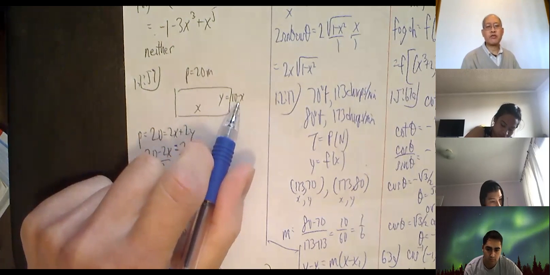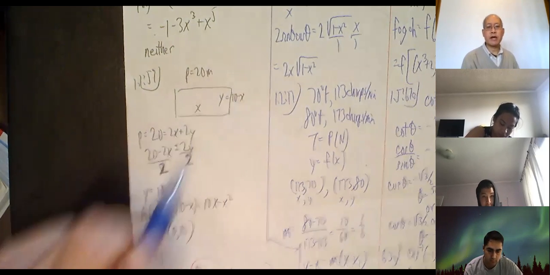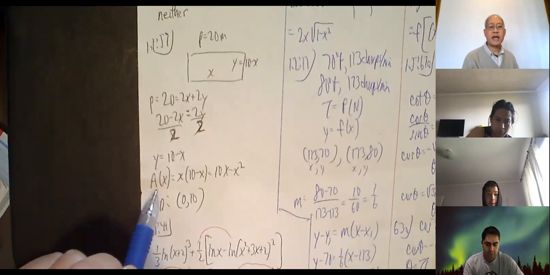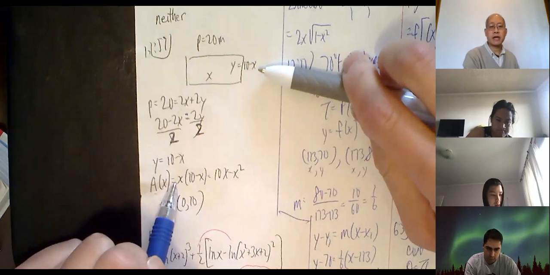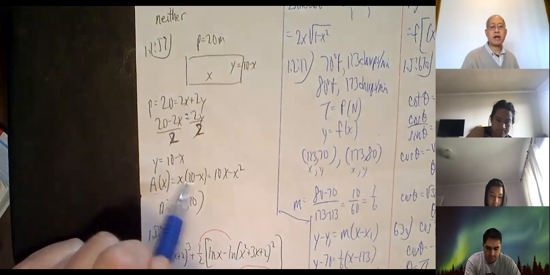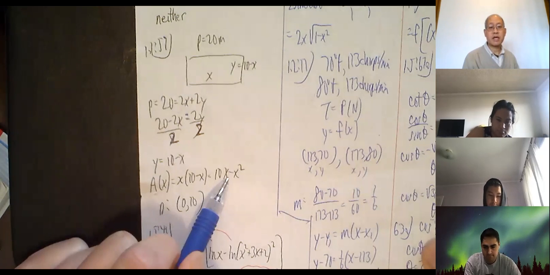Now they want an expression for the area. Well, area is length times width. So area of x, A of x, is x times y, which is 10 minus x. So x times 10 minus x, which is 10x minus x squared.